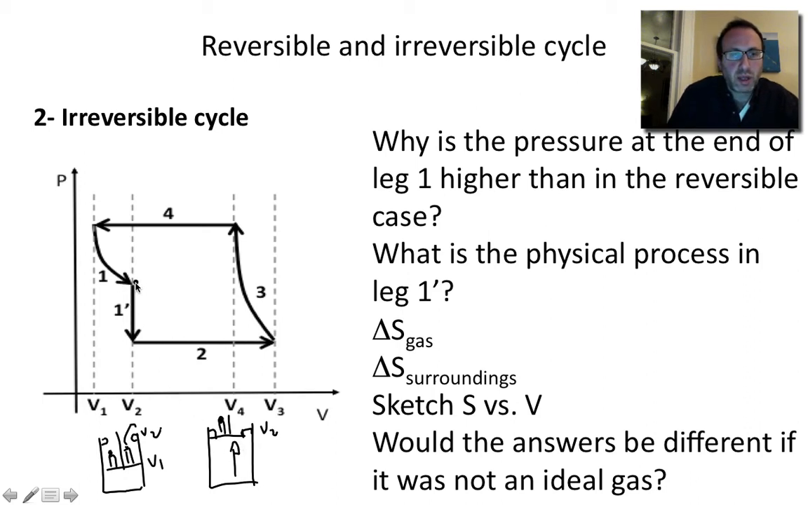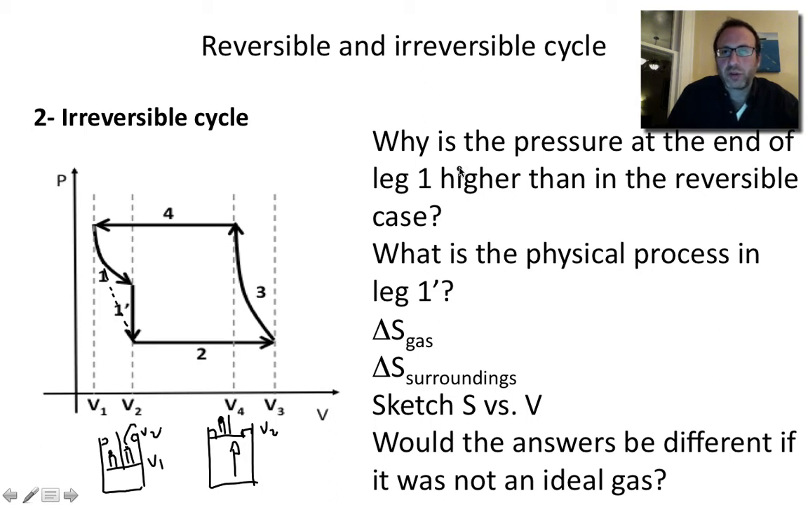So leg 1 prime, the pressure drops to the pressure that the gas had originally at the end of the reversible adiabatic expansion. Remember, the reversible adiabatic expansion went like this. And then the rest of the process is reversible.